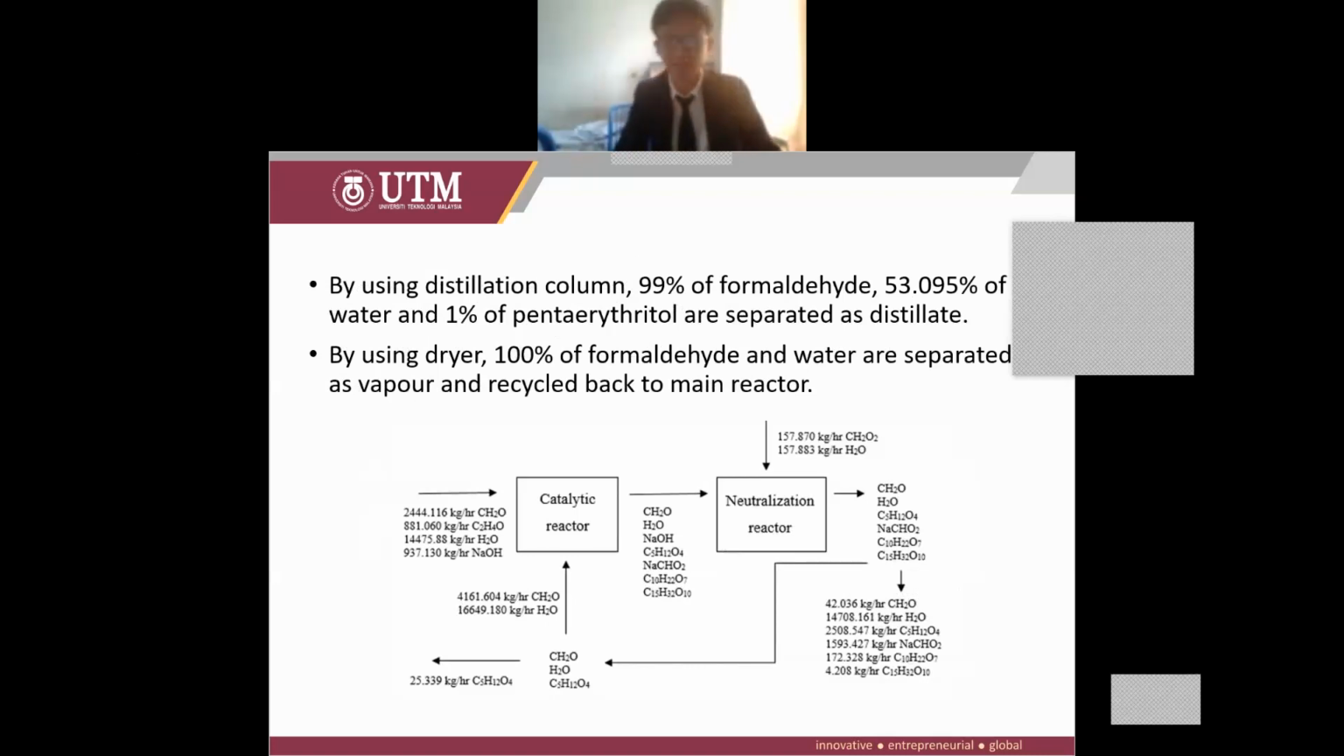After the neutralization reactor, the distillation column is used to separate 99% of formaldehyde, 53% of water, and 1% of pentaerythritol. 100% of formaldehyde and water are separated using a dryer and recycled back to the reactor. Next.